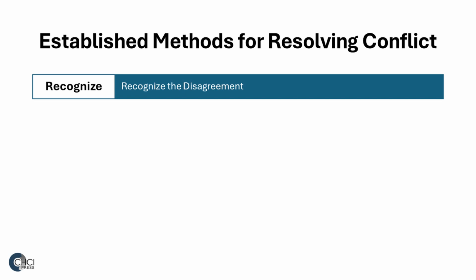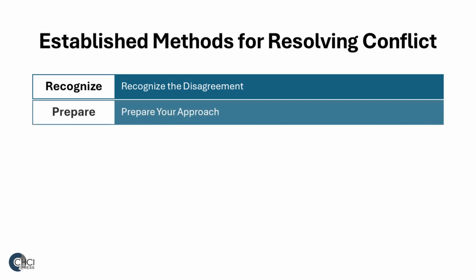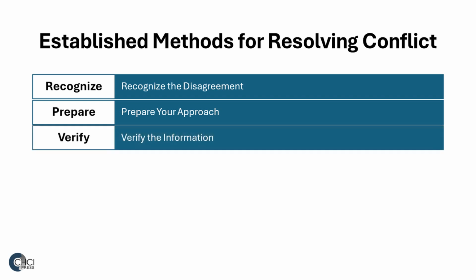1. Recognize the disagreement. Acknowledge and clearly define the existence of a conflict that needs resolution. 2. Prepare your approach. Strategize the resolution process by selecting a neutral setting and time that encourages open and honest communication. 3. Verify the information. Gather and confirm the factual accuracy of all data related to the conflict to prevent misunderstandings.